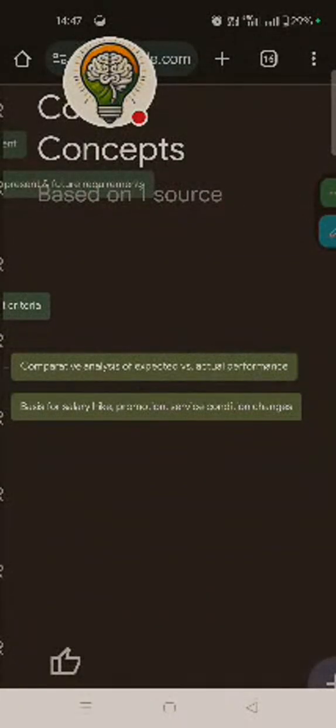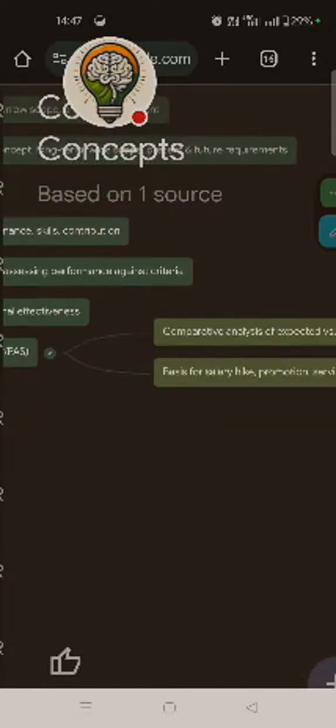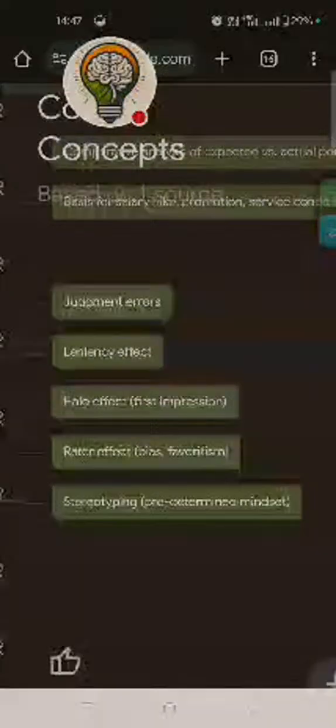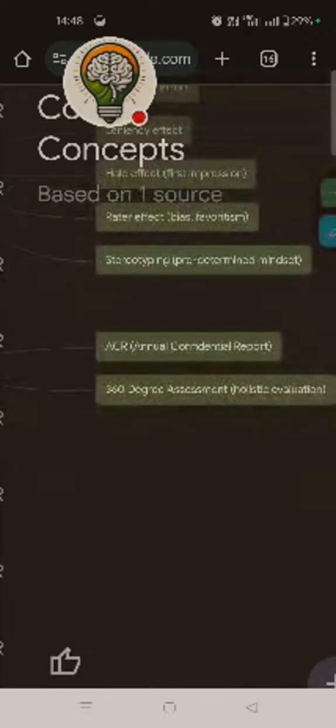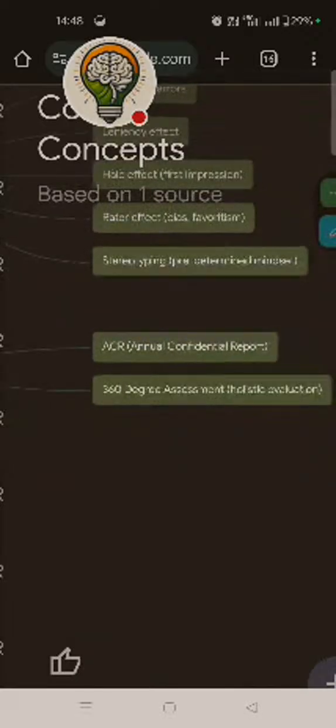It is the basis for salary hike, promotion, and service condition change. Then come the challenges. What are the challenges? Judgment error, leniency error, halo effect, first impression, rater effect, bias and favoritism, stereotyping, and predetermination. Then come the examples: ACR, the annual confidential report, and 360-degree assessment, a holistic evaluation.